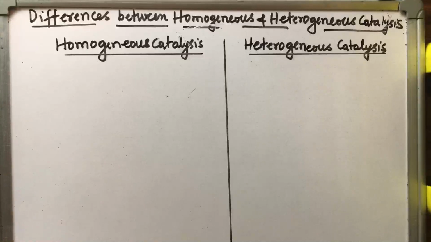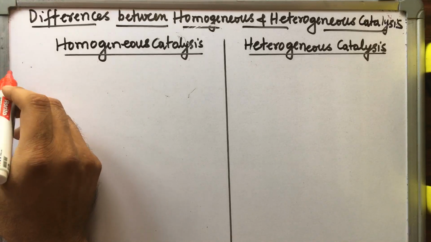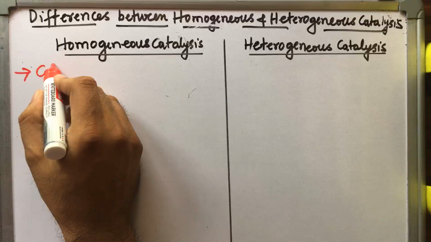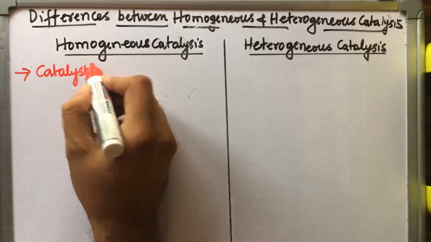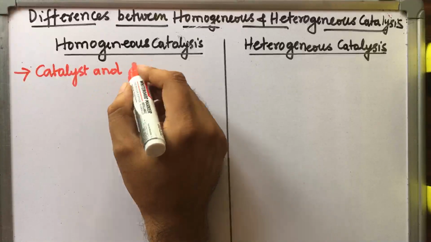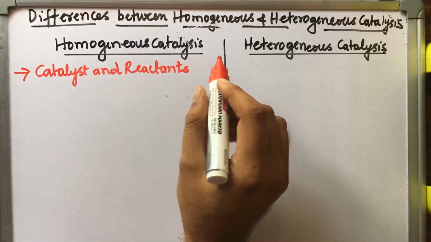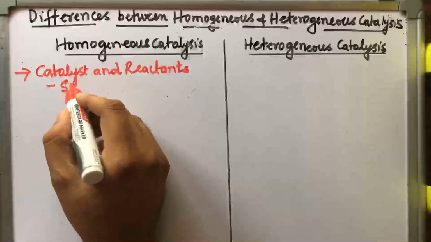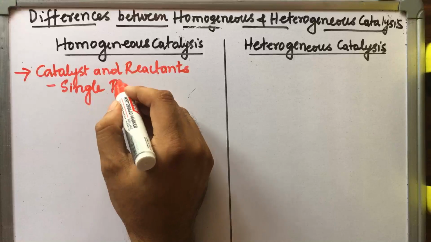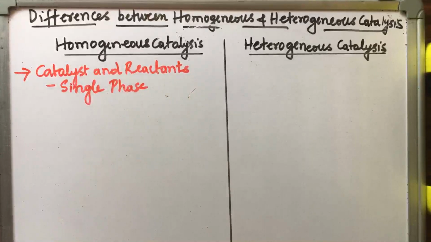Okay, start noting down point by point, students. Now tell me, in homogeneous catalysis, is there a difference in the phase of the reactants, products and the catalyst? No, all of them would be in the same phase. So we say catalyst and reactants are in a single phase. Is the point clear, students?